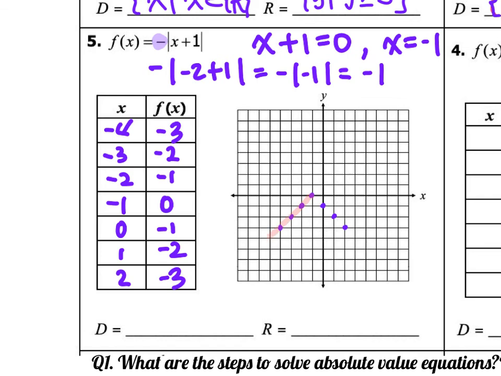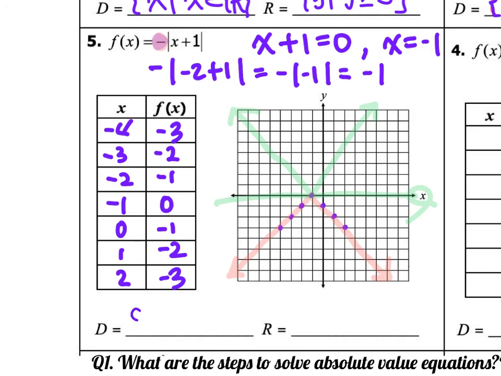So this one, what's different from the other graphs that we've been drawing? It's an upside down V shape. You notice when you have a negative in front of that absolute value, that means the graph is reflected across the x-axis. So instead of looking like this, you see what I'm saying? It's reflected across the x-axis.